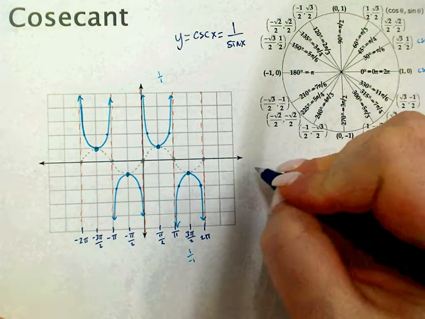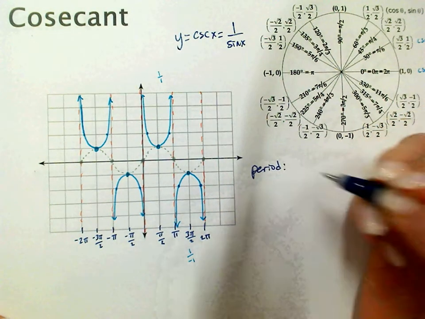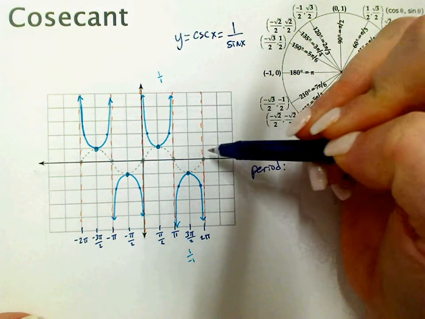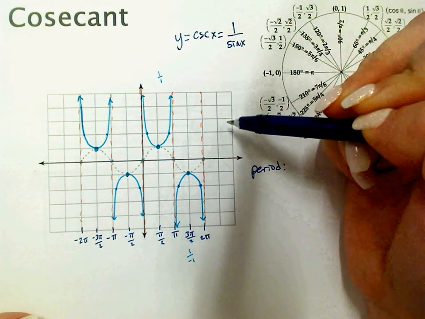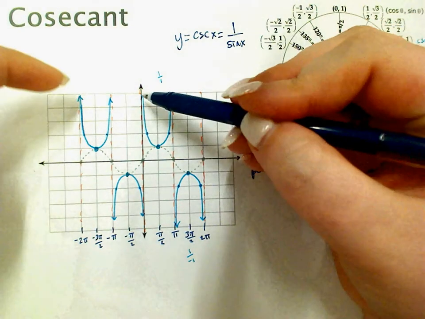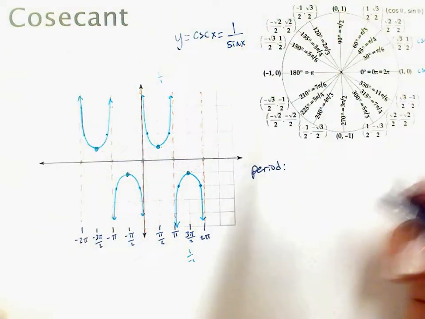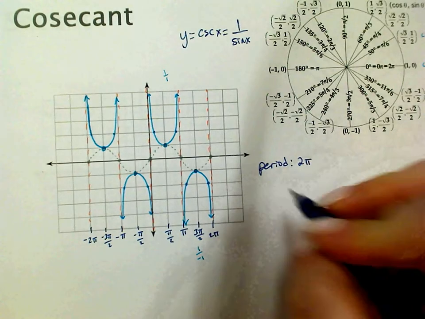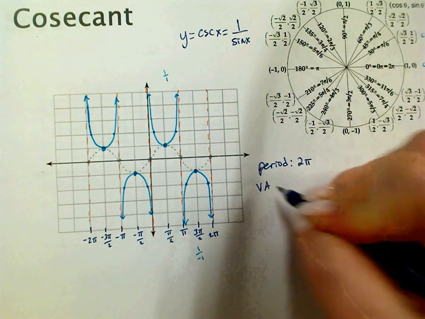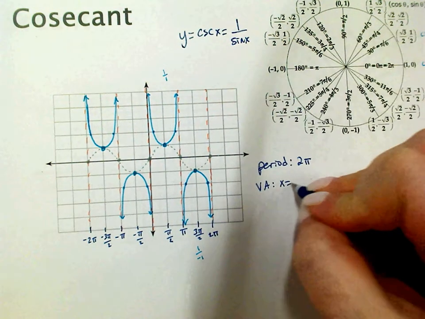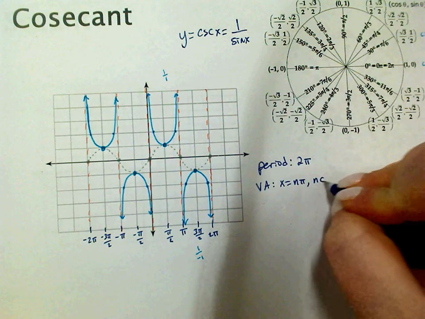Let's talk period for a second. So period is the length of one wave. We did this, and then we did this, and right after that, sine would come up, so this would do it again. That means it takes 2 pi to repeat itself. Vertical asymptotes: it looks like the vertical asymptotes occur at every pi. So I would say x equals n pi, where n is an integer.